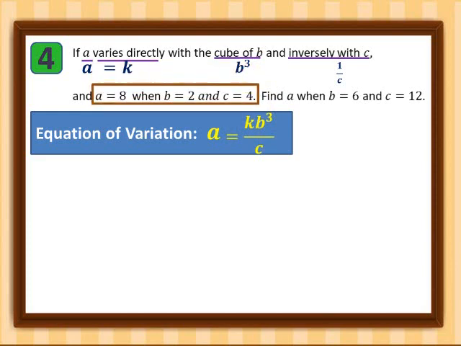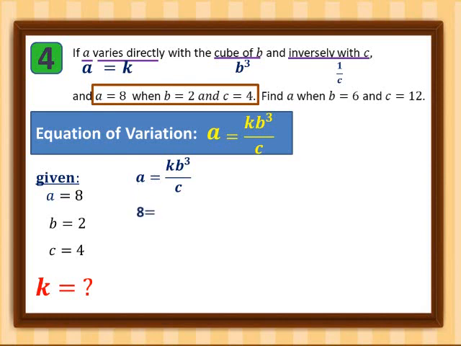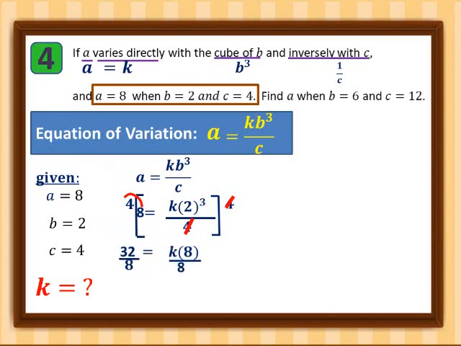So our given here, we have A is equal to 8, B is equal to 2, and C is equal to 4. So we will be solving again for the constant k. Substitute the given into our equation. So we have A is equal to 8, k, B is 2 cubed over 4. Multiply everything first by the value of our denominator, which is 4. Now distribute: 4 times 8 is 32. We cancel the 4. So k, 2 cubed, that is 8. So divide everything by 8. 32 over 8 is 4. Now we cancel the 8, leaving us the k. So our k here is equivalent to 4.